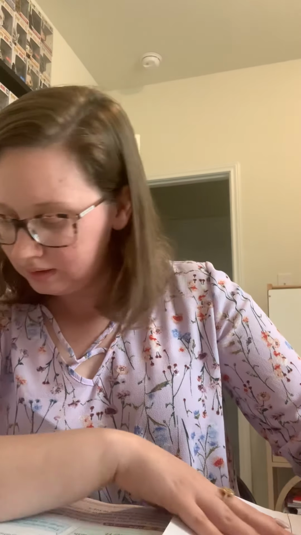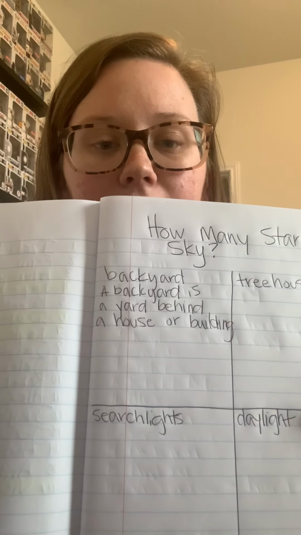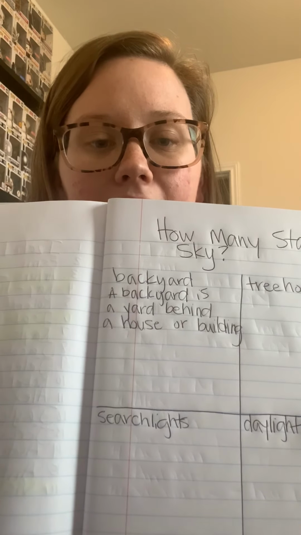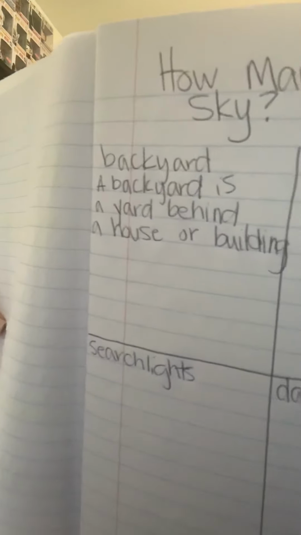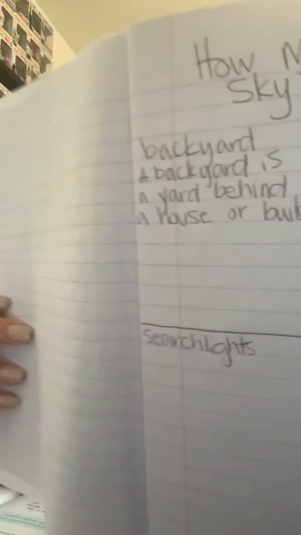A backyard is a yard behind a house or building. All right. So there is my definition for backyard. A backyard is a yard behind a house or building. I'm sorry, it's backwards, but there's my definition. And just like we do at school, we always draw a picture of our definition.